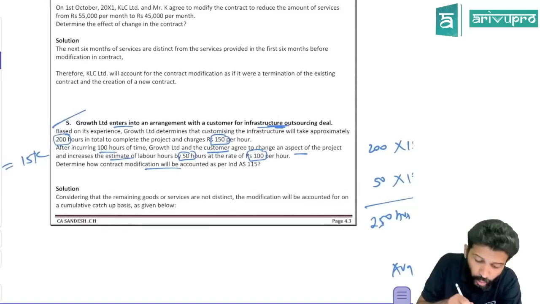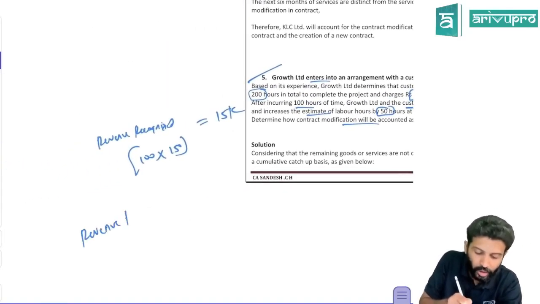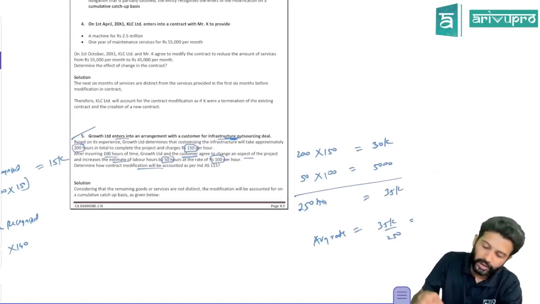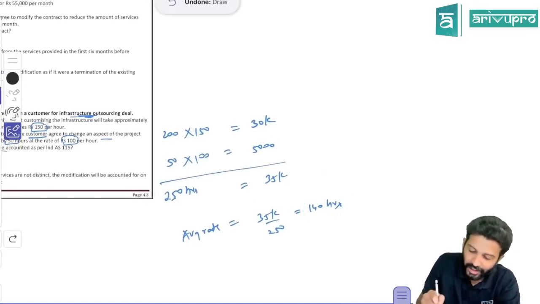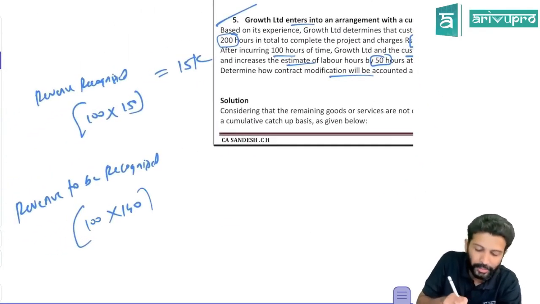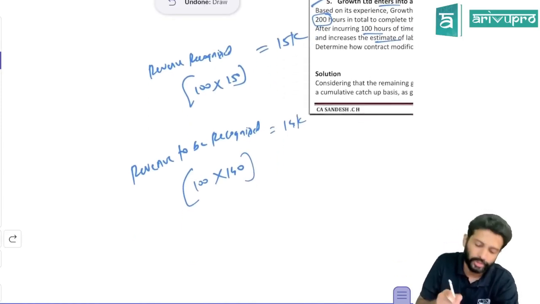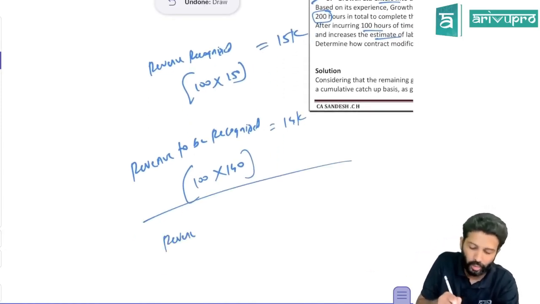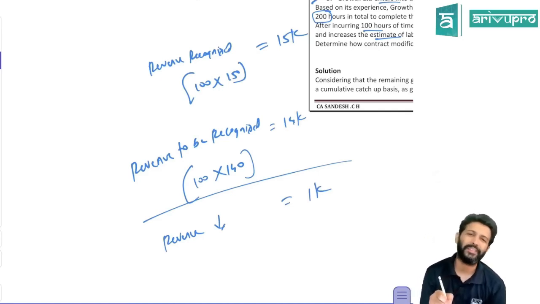Sir, how many hours is already over? 100 hours is already over. That means how much revenue should be recognized? For every hour, 140 rupees. This is not 140 hours. Average rate is 140 rupees per hour. 100 hours is over, so you should have recognized a revenue of 14,000. But you already booked a revenue of 15,000. That means what you have to do? Revenue you need to reduce by 1,000. This is what we mean by cumulative catch-up basis.